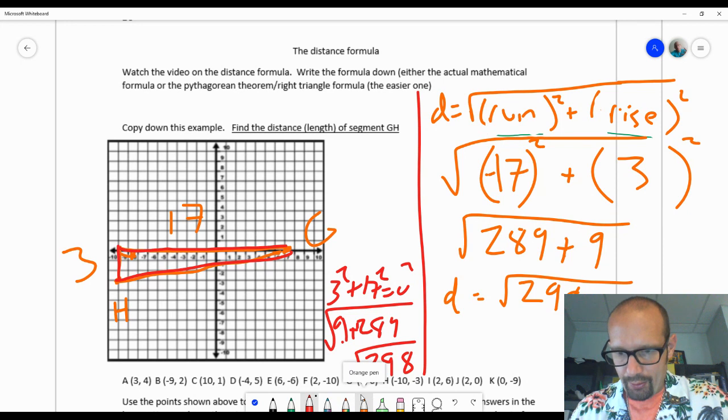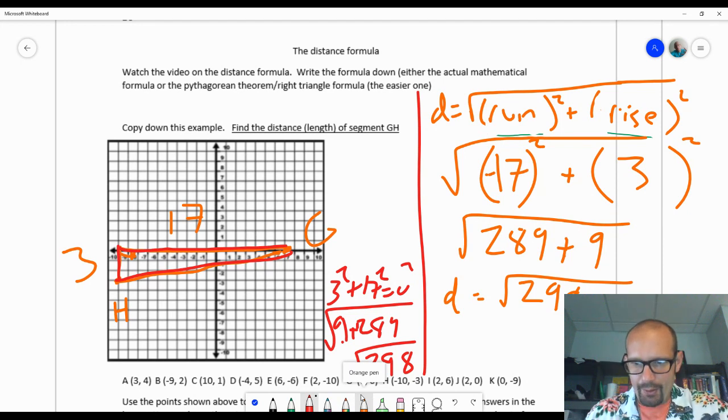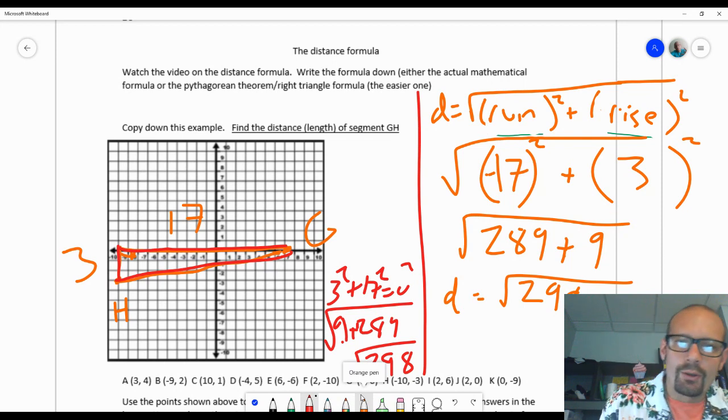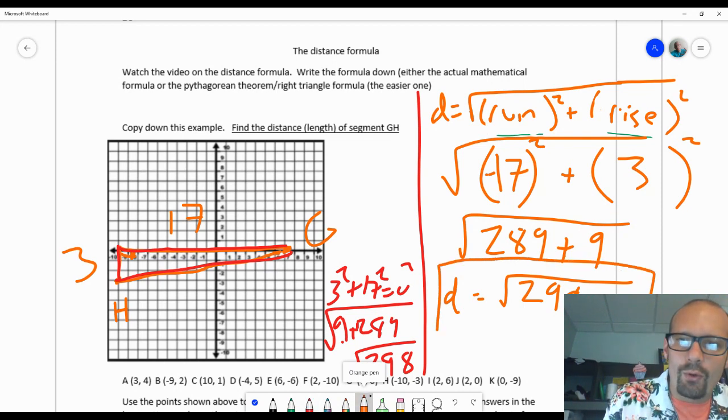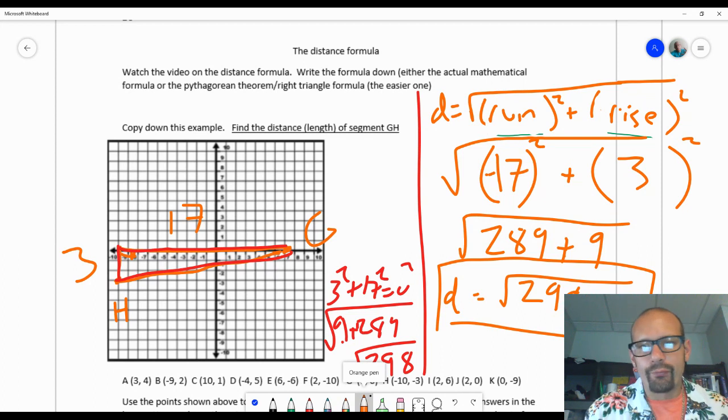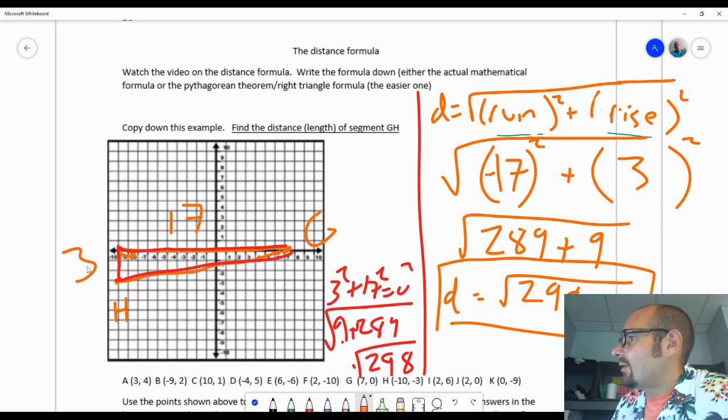And root 298 does not, I believe, divide into any perfect squares, so we can't simplify it any more than that. So distance would be root 298. So that's another way we can do the distance formula and visualize it and make it a little bit simpler, because I know that the formula itself is kind of big and scary a little bit. So we can draw these things up and do it from a right triangle Pythagorean theorem standpoint that way.